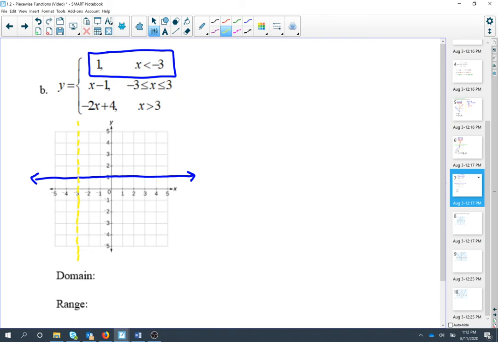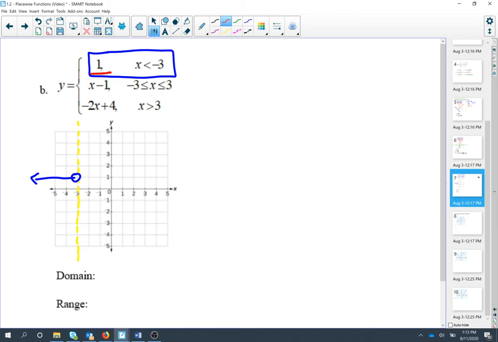And I encourage you to draw those on your graph. And it's when x is less than, so we're going to keep this, and we're going to get rid of anything over here. So we're going to erase this. Then I'm going to say, okay, well, it says strictly less than. So open dot when I hit 3, because I don't want it to be equal to.